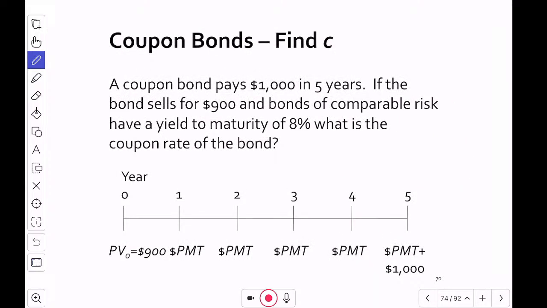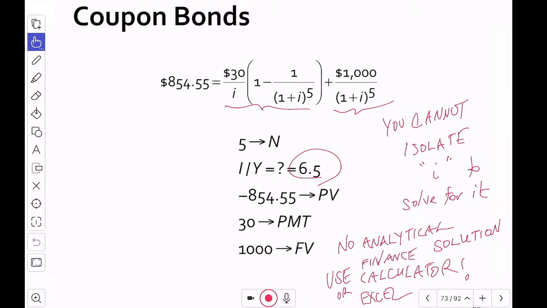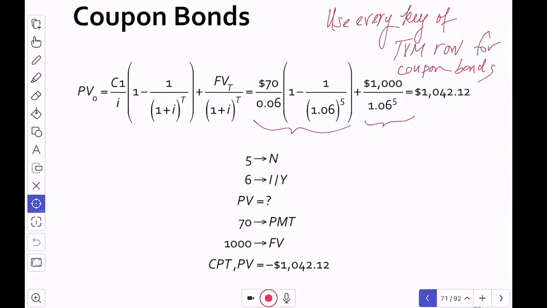All right, what about the last variable? We also have to find time. So in this formula, let's look at the formula again. Here's the formula. We have payment, yield to maturity, time. To find the payment, remember C1 is 1 period from when you want to value it. It's the first payment. So it has all the properties of a regular annuity.